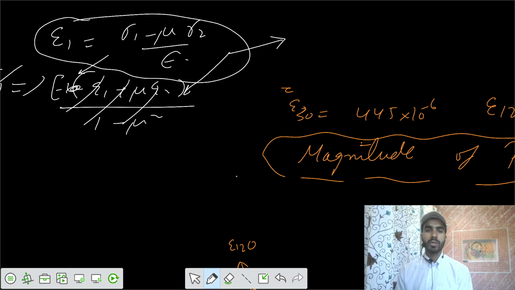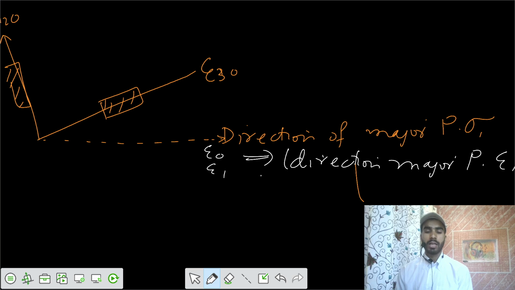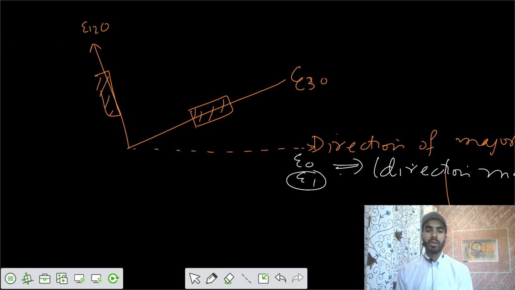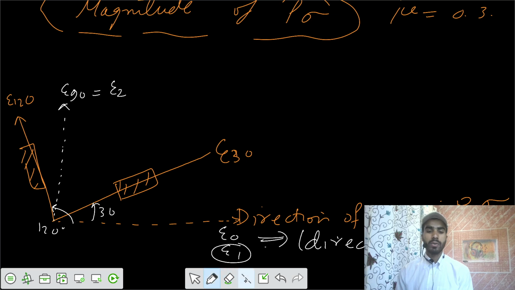So if you need to get principal stresses, you first need to get principal strains. And the question is saying that the direction of major principal stress is along the E0 direction. That means the E1 direction is the same as that of major principal stress, the sigma 1 direction. I know that this theta equals 30 and this theta equals 120, and that means if one principal direction is at an angle of 0 degrees, then the next one would be at an angle of 90 degrees. So this one is E90, and I can call it the minor principal strain direction, E2. Can you call this the E2 direction?